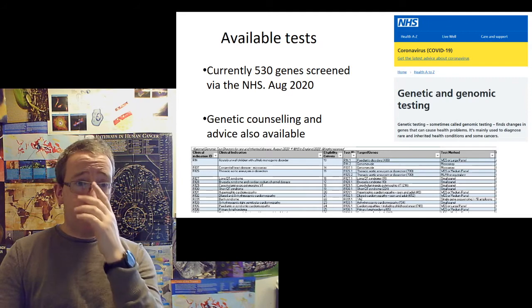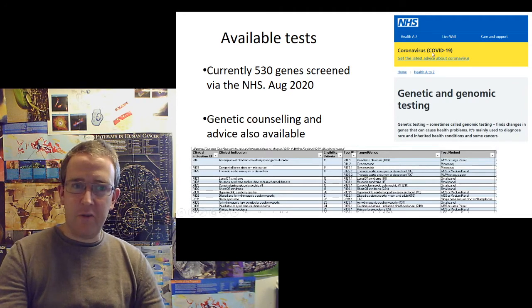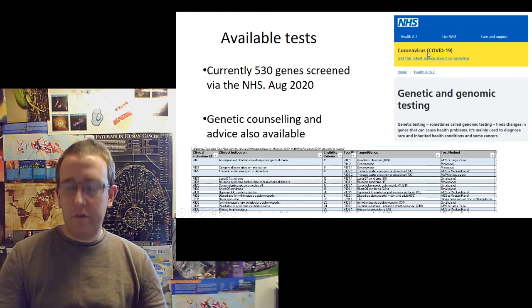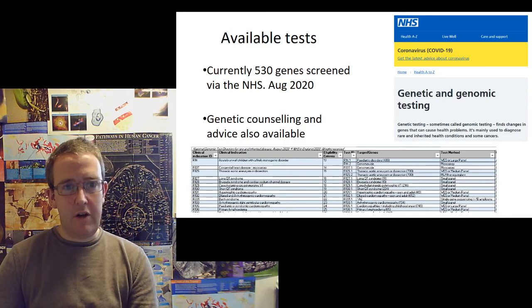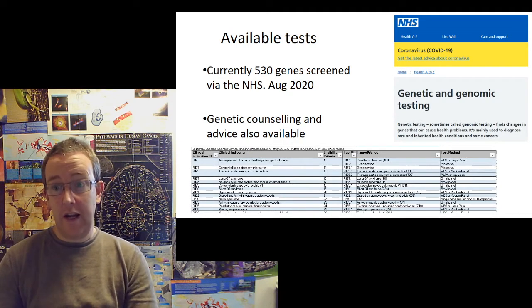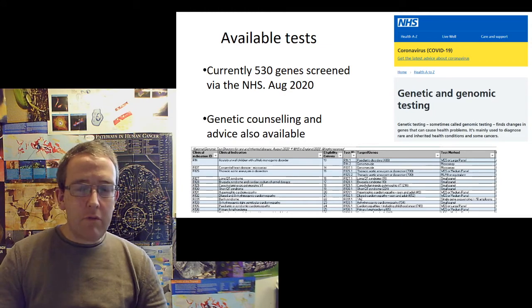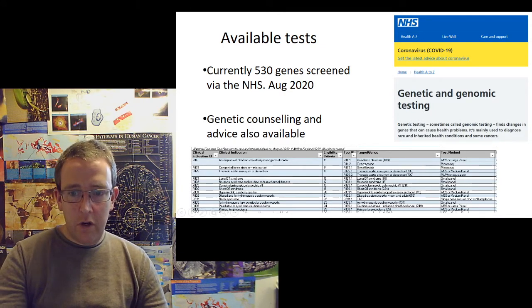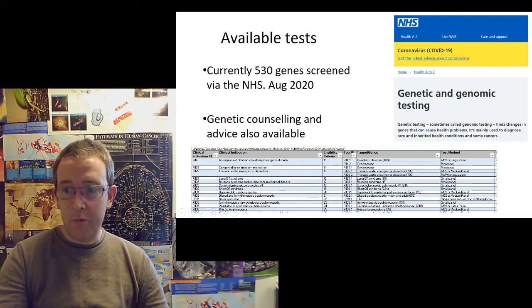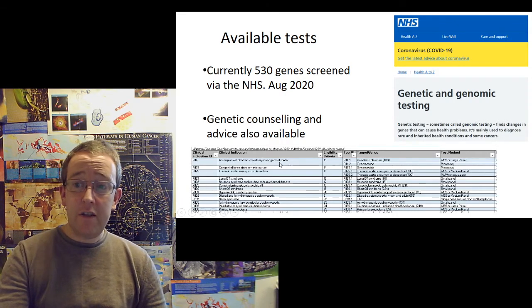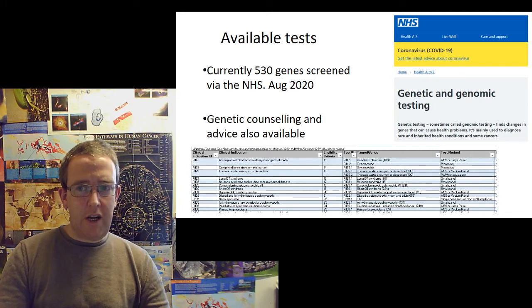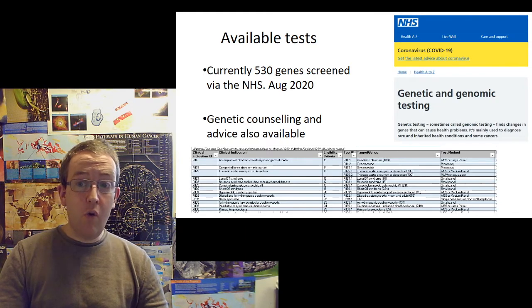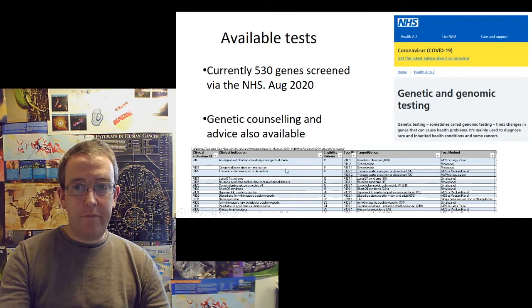You can go to the page on the NHS, and obviously it's recent because I've got that snip there, to get to a page about genetic and genomic testing, which will give you a bunch of information, broadly speaking, about what genetics and genomics is and what testing is. If you dig a bit deeper through the NHS, you can get some of their more obscure, publicly available spreadsheets of the available genetic tests. And currently, there are 530 odd genes for unusual rare diseases that can be screened for via the NHS as of August 2020, which is when this document was published.